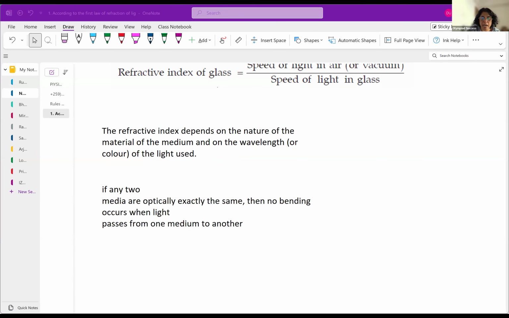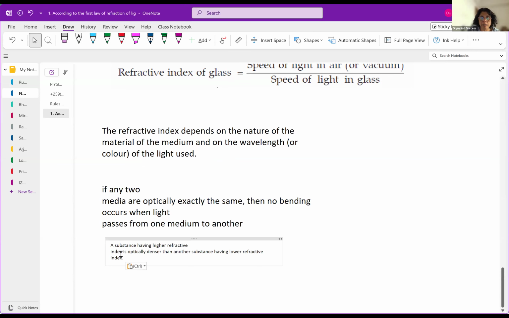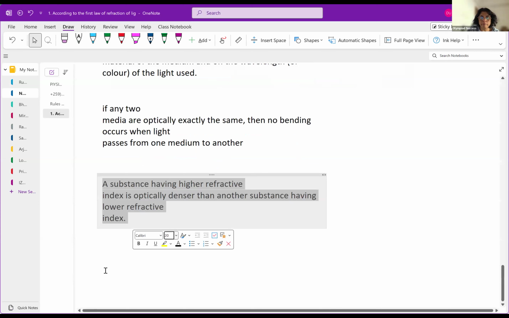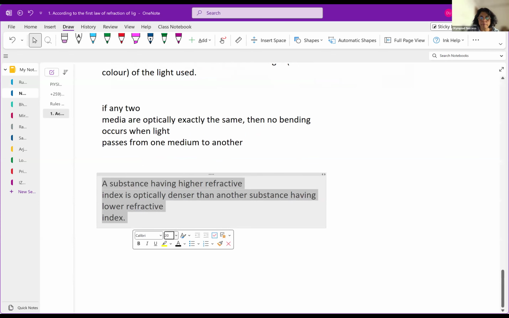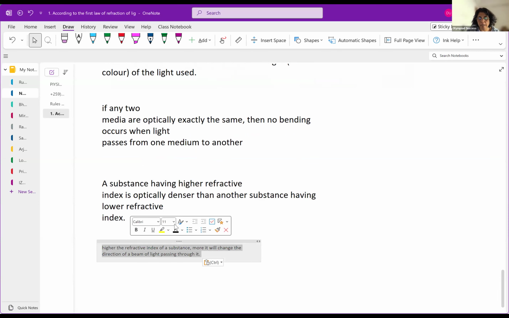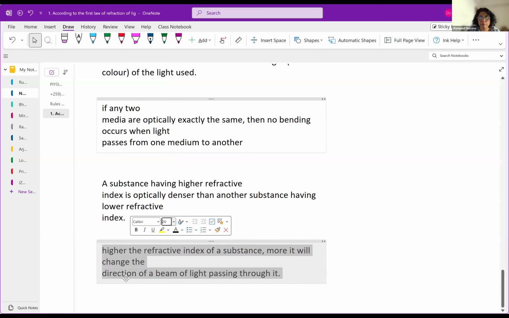A medium which has a higher refractive index is said to be optically denser. And what does that mean? It means there will be more refraction or more bending of light. Higher the refractive index, greater will be the bending of light.